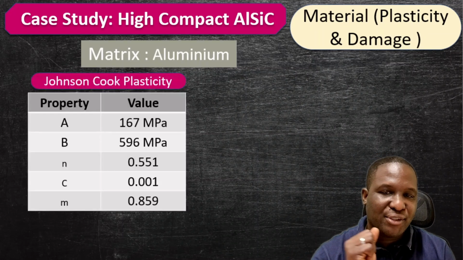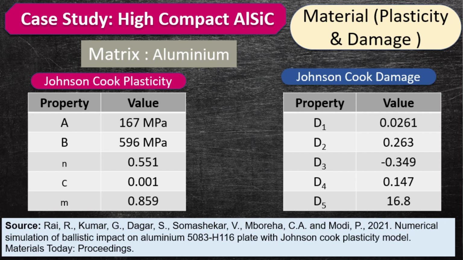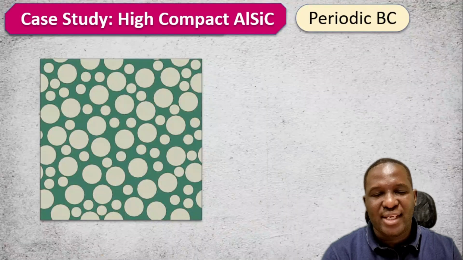So again, I found another paper which is specified here that gives you the properties of the aluminium, and in this case I'm modeling the plasticity of the aluminium using a Johnson-Cook material model. So this gives us the properties of the material according to Johnson-Cook, and also the damage properties. So we're going to combine these two things within the modeling as we build what we're looking at.